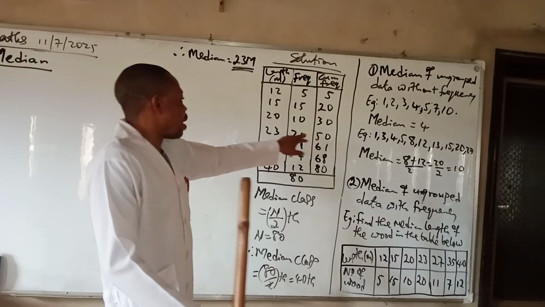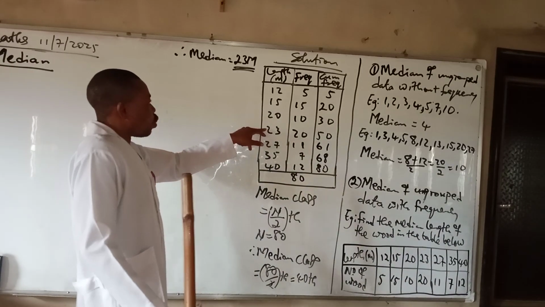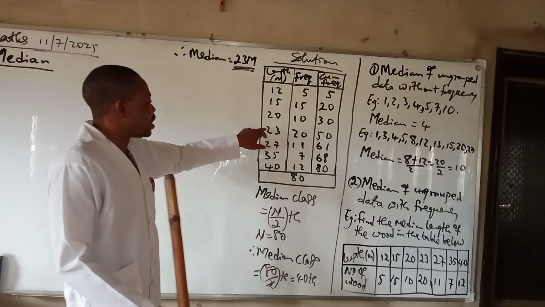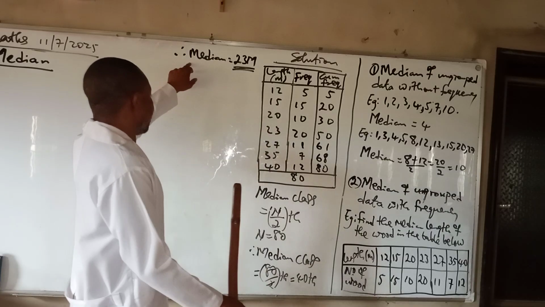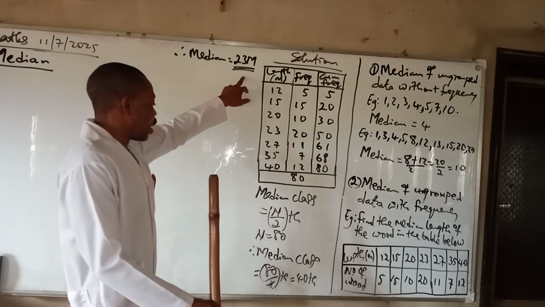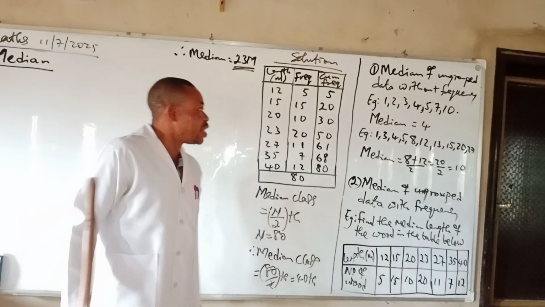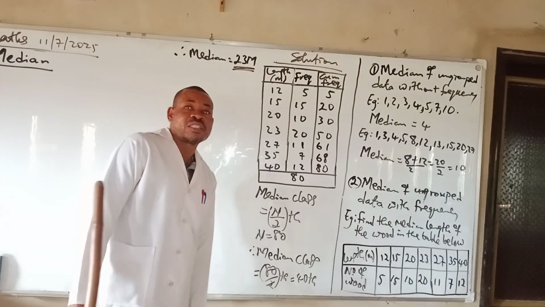Having stayed at 50, we now direct our answer here. We are looking for the median length, so the median length here is 23. Therefore, median equals 23 meters. That is all about median of ungrouped data. Thank you.